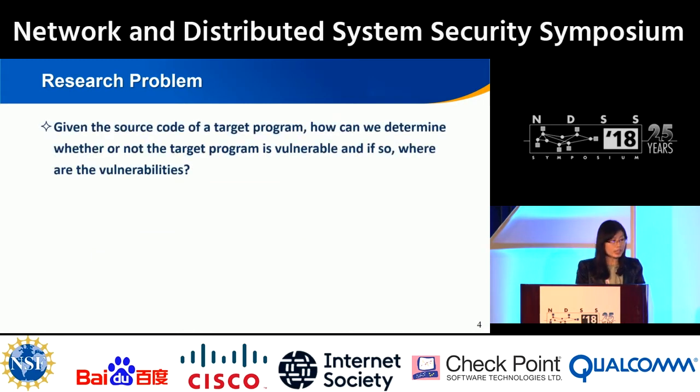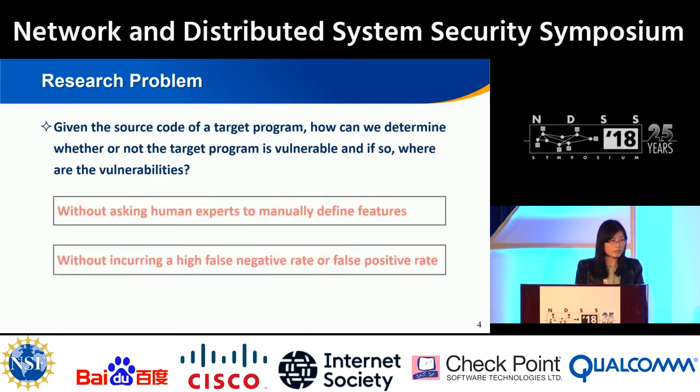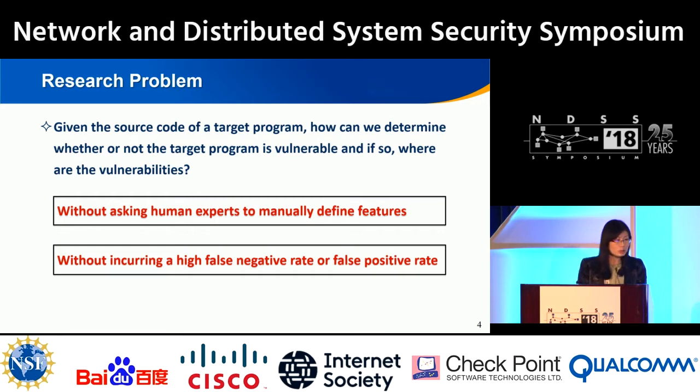The goal of our study is to solve the following problems. Given the source code of a target program, how can we determine whether or not the target program is vulnerable, and if so, the locations of the vulnerabilities? Considering the two limitations, the limitations motivate the importance of designing deep learning-based vulnerability detection without asking human experts to define features and without incurring a high false positive rate or a high false negative rate.